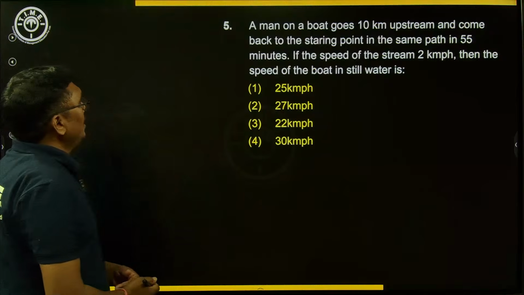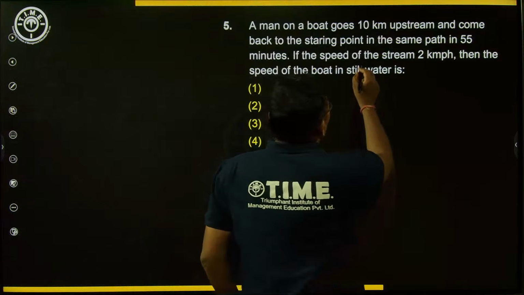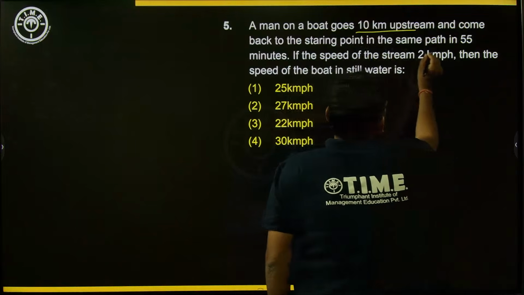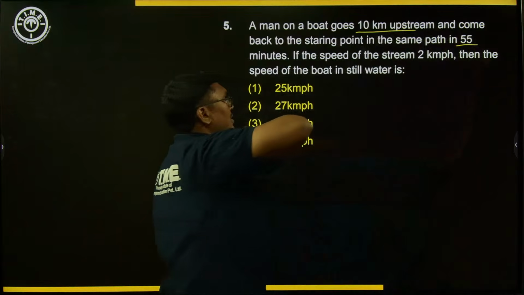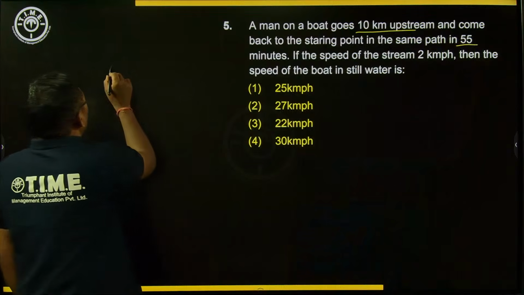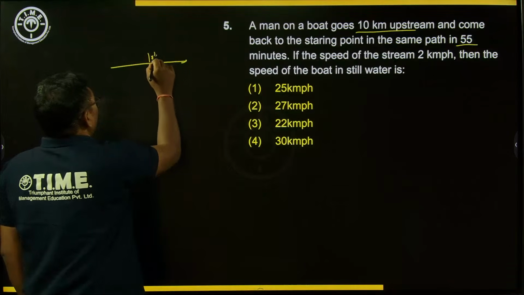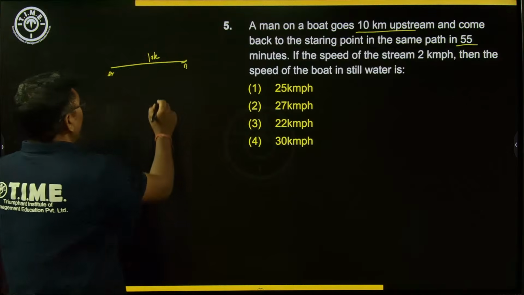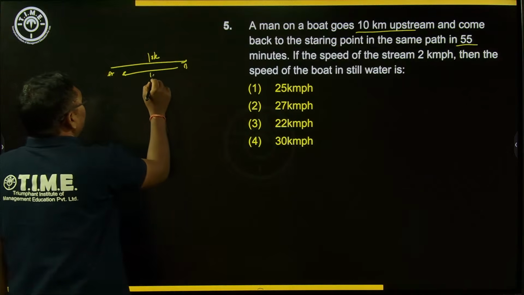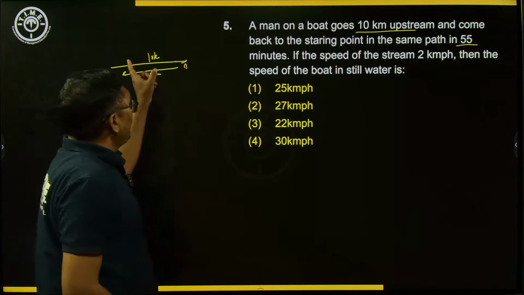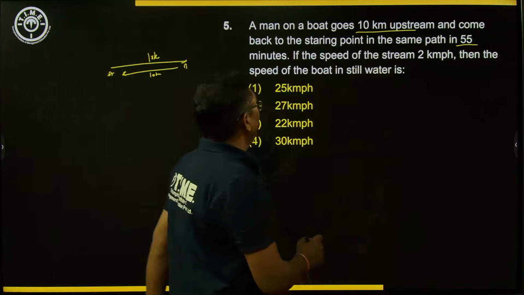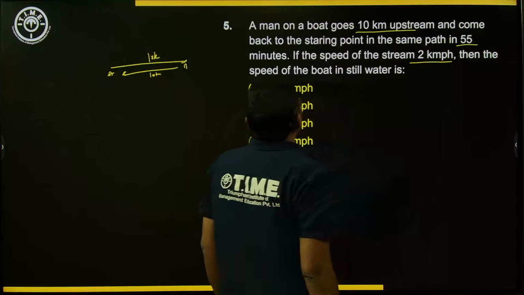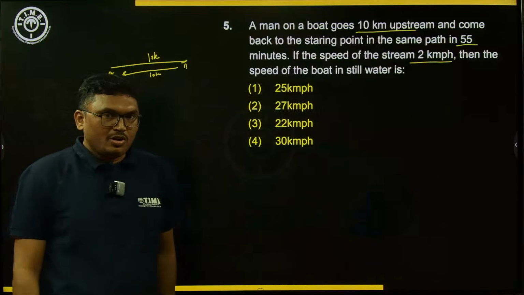Question number 5. A man on a boat goes 10 kilometers upstream and comes back to the starting point on the same path in 55 minutes. So he goes 10 kilometers upstream, let us say from point A to B. Then he returns the same 10 kilometers, right? So the total time taken is 55 minutes. If the speed of the stream is 2 kmph, then you have to find the speed of the boat in still water.